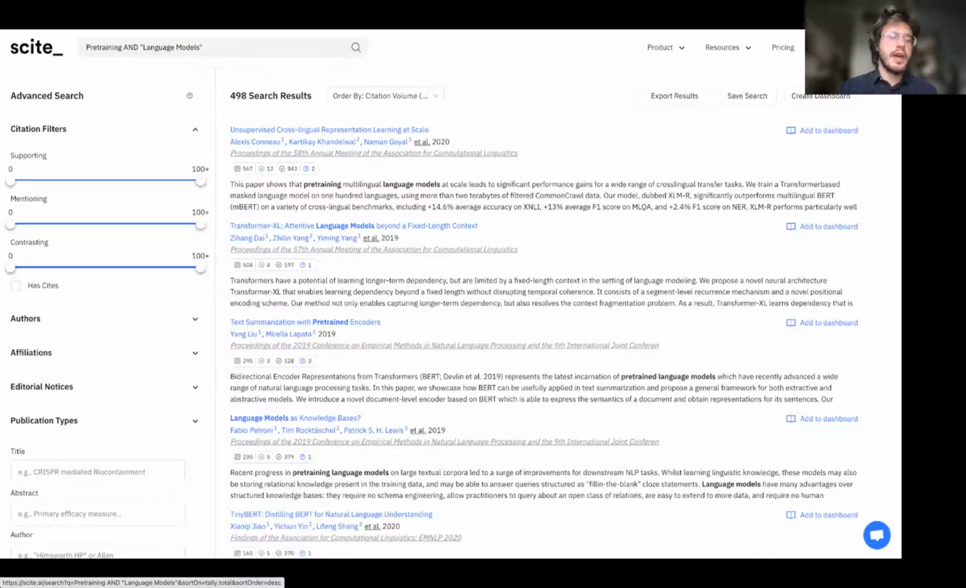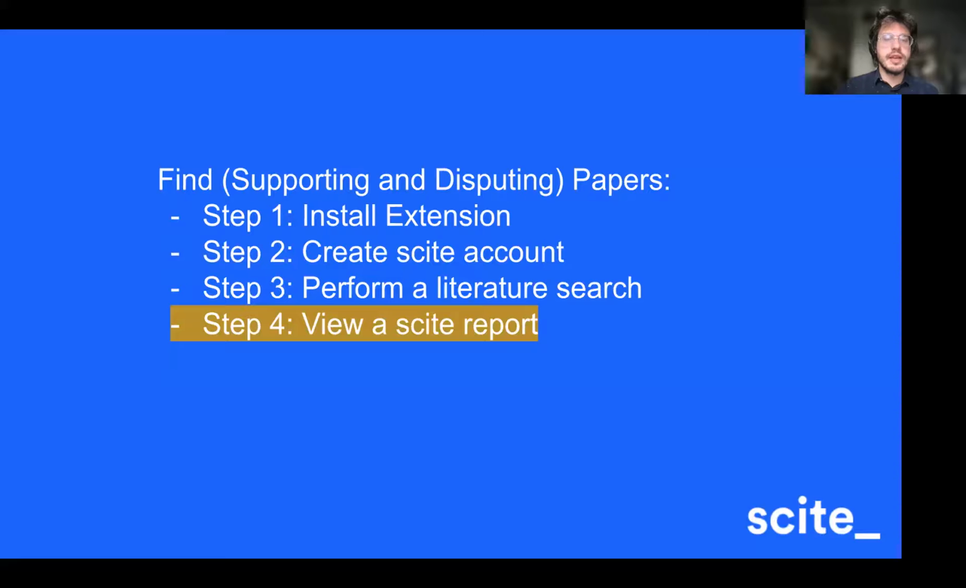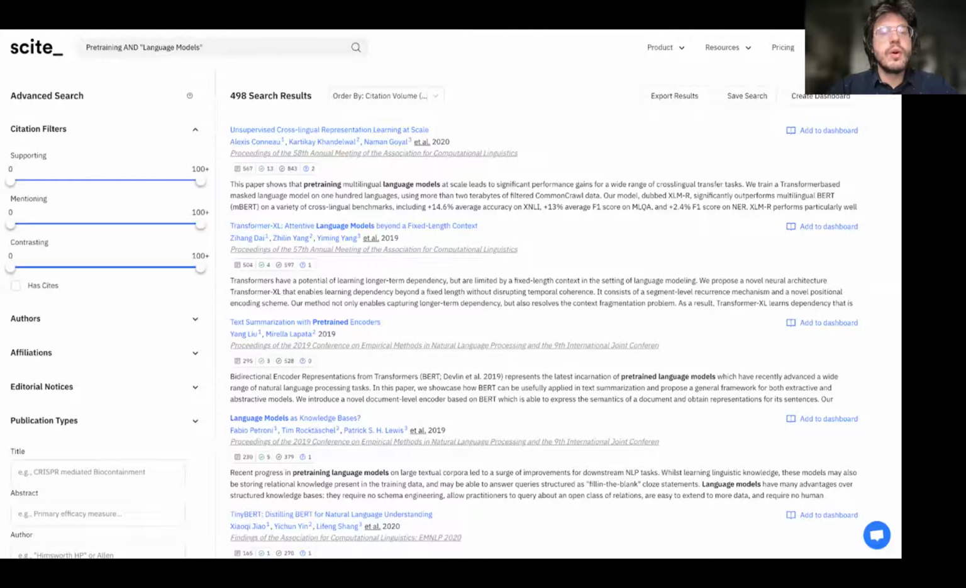However, the difference that you won't see in other scholarly indexes is you will be able to order by citation type. So, this is my discipline I work in, so I'm interested in pre-training and language models and natural language processing, so I type that in. But I want to see what are the most supported papers, and that's something you can do: order results by the most supported paper or the most contrasted paper, or both.